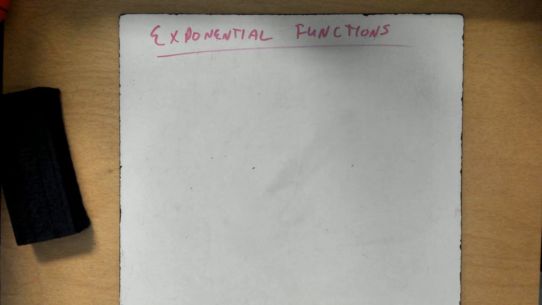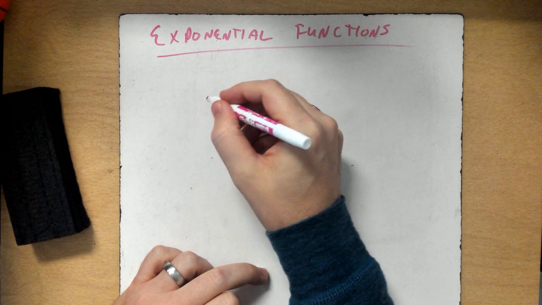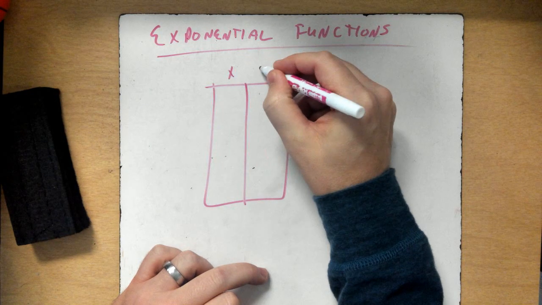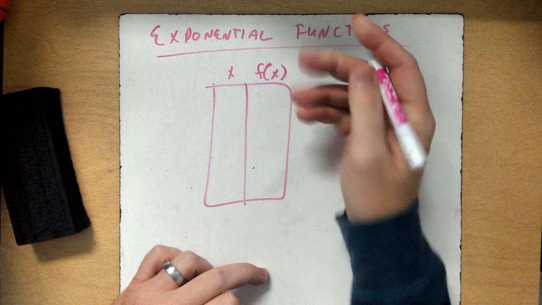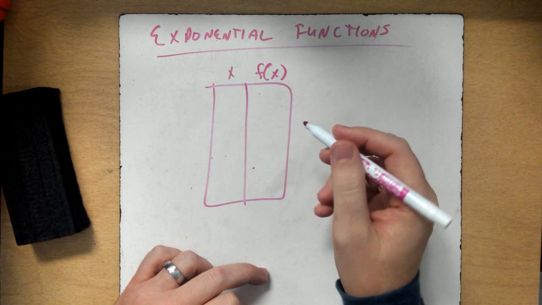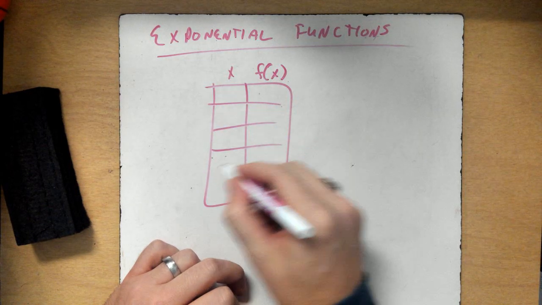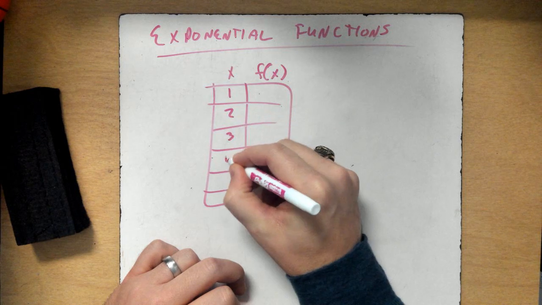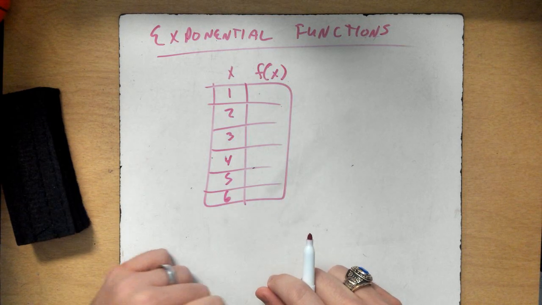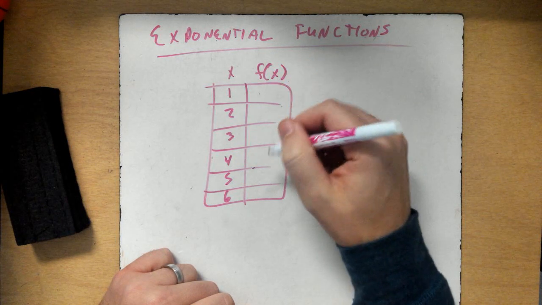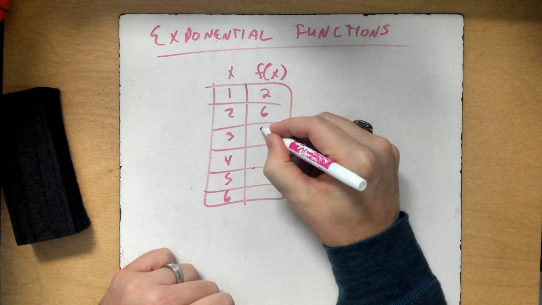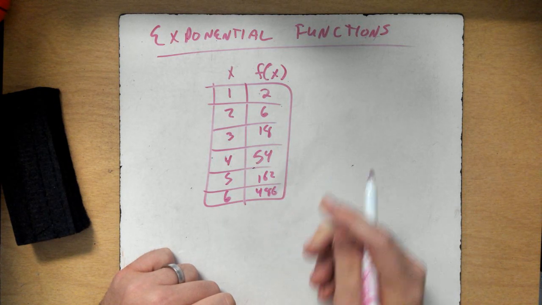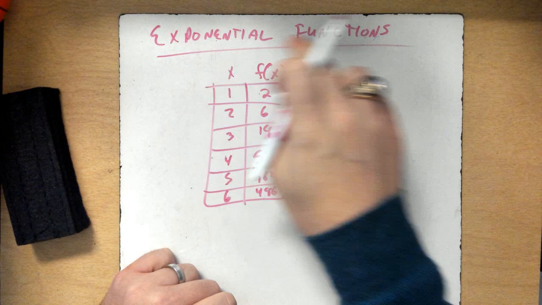So if we're going to make a table, and we have x, and we have f of x, basically just y. Input, output. Let's say our x goes up 1, 2, 3, 4, 5, 6. So it goes up the same, and our f of x goes up 2, 6, 18, 54, 162, 486. Now we're going to figure out, is this an exponential function?